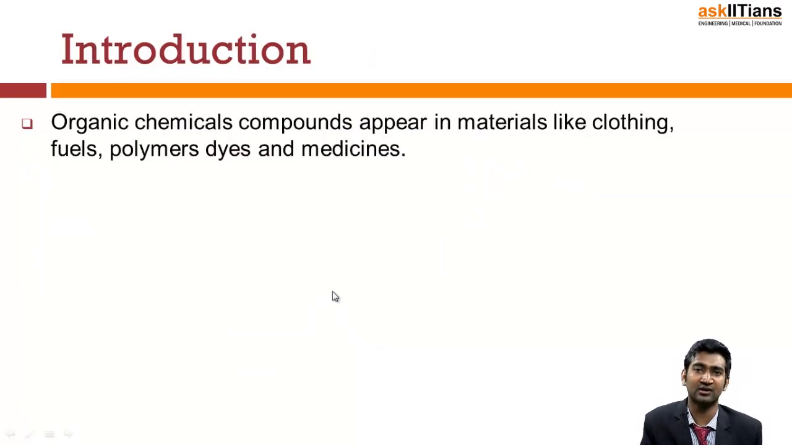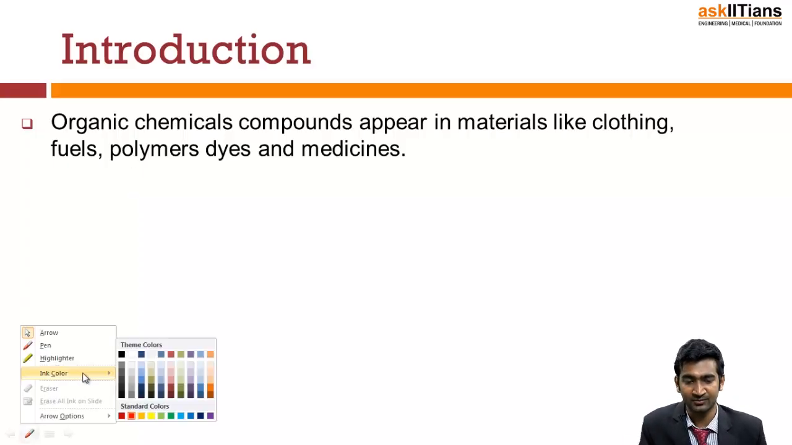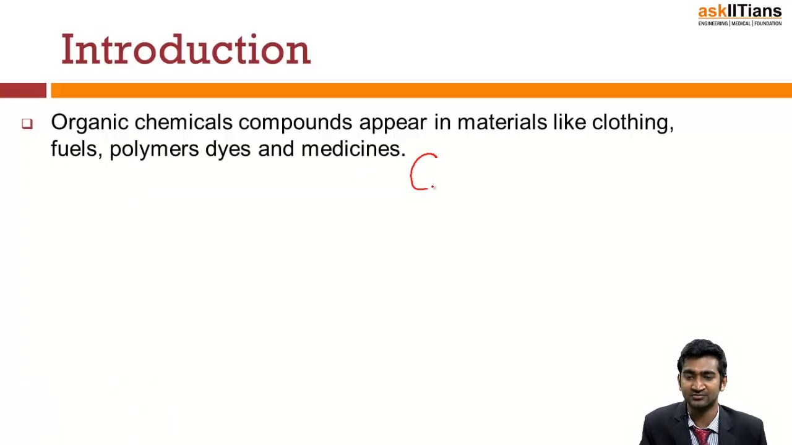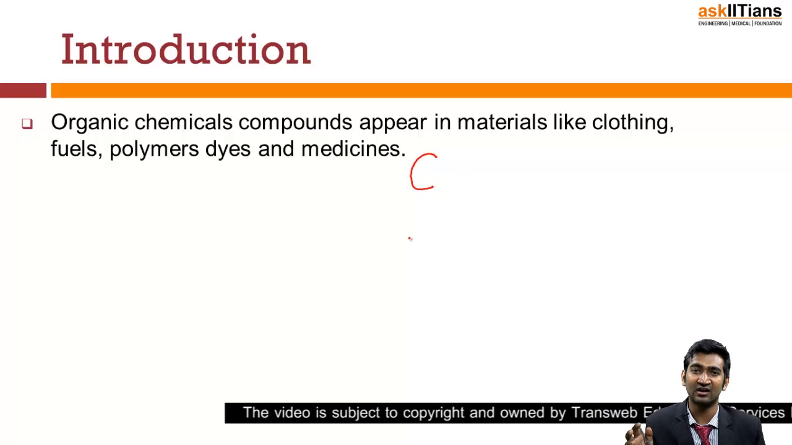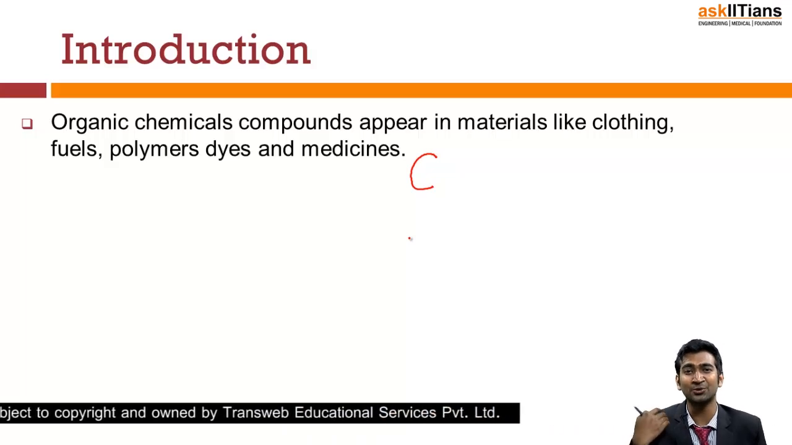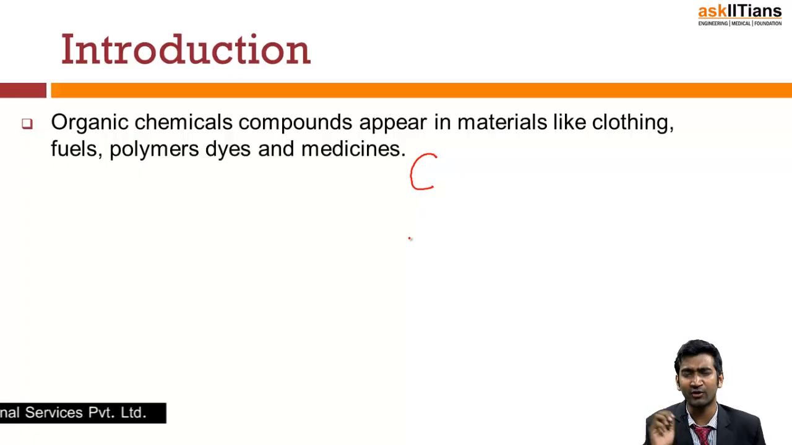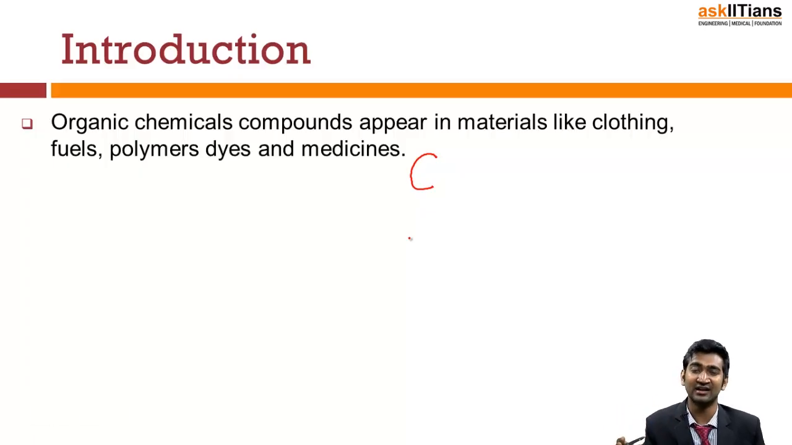Organic chemicals are the compounds which appear in materials like clothing, fuels, polymers, dyes and medicine. This is the property which makes it very different. The element carbon, C, is a very, very abundant element. I have given only a few examples like clothing, fuels, polymers, dyes, medicines, but about 80 to 90% of all the things we use daily have carbon in them. So you can see how abundant the element carbon is.